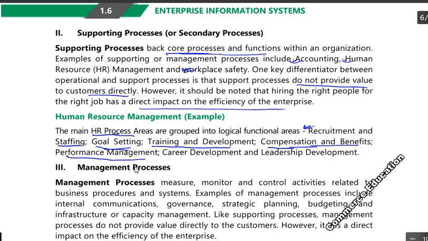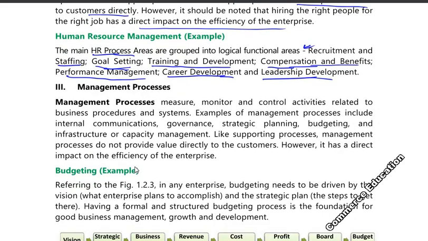Performance management, career development. There should be a career development path, otherwise they may leave the organization. Leadership development: where there is teamwork, there shall be a team leader who will lead the team. So the HR manager has to develop the requisite skill among the employees. So these are all activities related to the human resource management process, which is a supporting process.